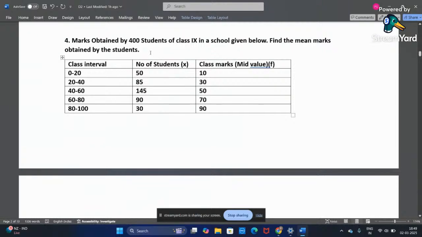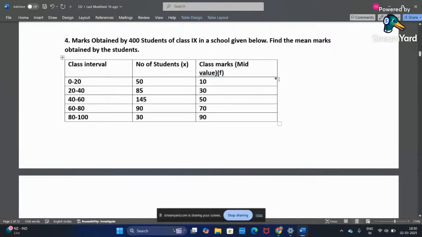This fourth one is the same as the third one, but we'll do it in a different method. We can directly multiply 50 into 10, 85 into 30, but these are big numbers. So instead of doing it like that, we'll try another method. This method is called assumed mean. Here we need to assume a mean. In 10, 30, 50, 70, 90, we have to assume any one number as our mean. It will be called the assumed mean.